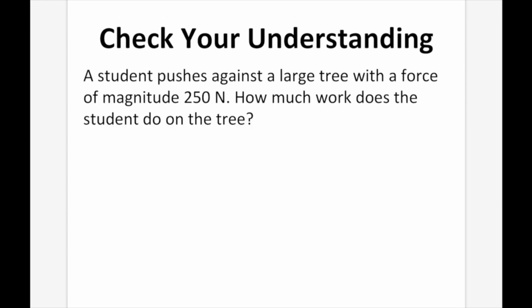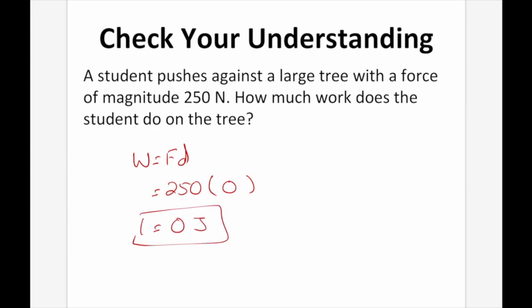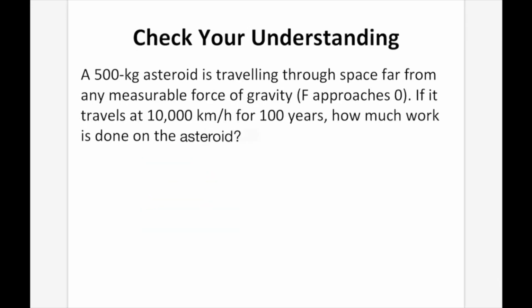Check your understanding. A student pushes against a large tree with a force of magnitude 250 newtons. How much work does the student do on the tree? So what we need to understand is that work is equal to force times distance, like we've talked about. The force we're told is 250 newtons. But what is the distance? Well, if it's against a large tree, it can be assumed that the tree is not going to move. So 250 times 0 equals 0. So when the student pushes against a large tree, no matter how hard he pushes, assuming the tree doesn't move, there's 0 work done.